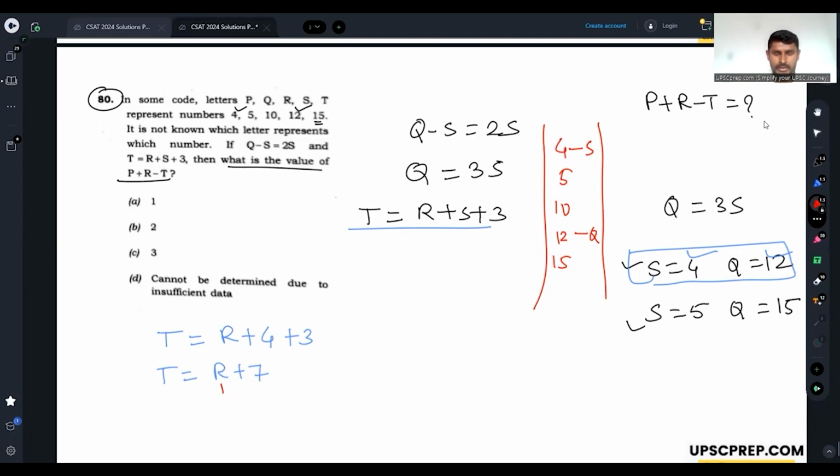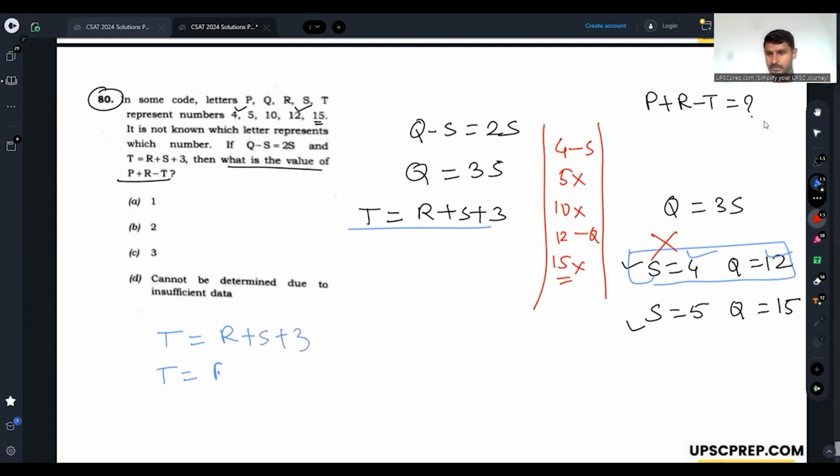Then if I use R as 10, 10 plus 7 will be 17, but 17 is not present there, right? And I cannot use 15 as well, because 15 plus 7 will go beyond 15. The maximum number we have is 15. So what does it mean? S is equal to 4 is not possible, right? So this possibility we have already lost. T is R plus S plus 3.